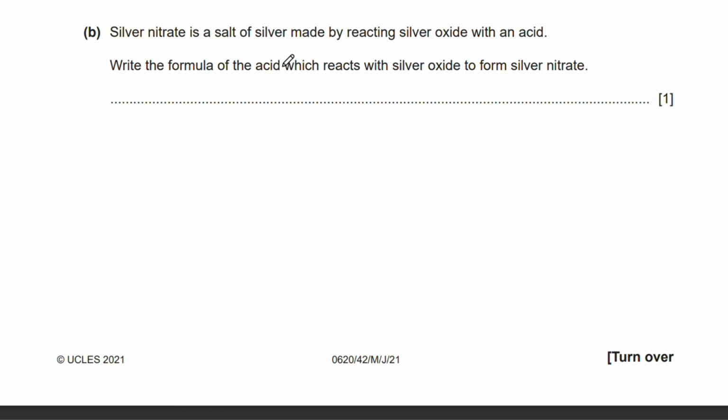Silver nitrate is a salt of silver made by reacting silver oxide with acid. Write the formula of the acid which reacts with silver oxide to form silver nitrate. So it's a salt of silver made by reacting the silver oxide with acid. Since this is a nitrate, the acid should be nitric acid, HNO3. This will be the acid.